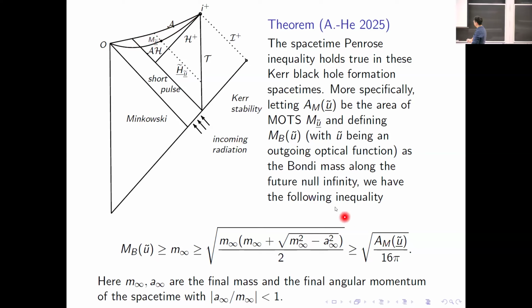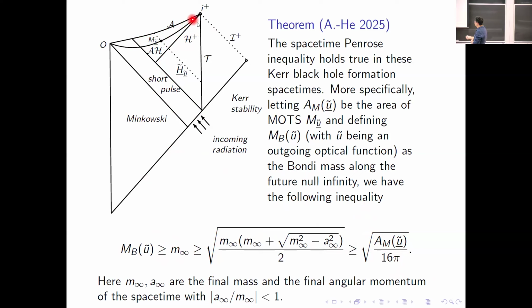This is why the square root of the area divided by 16 pi will become larger and larger, and eventually there is a limit. The limit is related to M infinity and a infinity, the final mass and the final angular momentum of the Kerr black hole. This is the so-called irreducible mass, and we can calculate the limit. By algebraic calculation, we know that this quantity is less than or equal to M infinity.